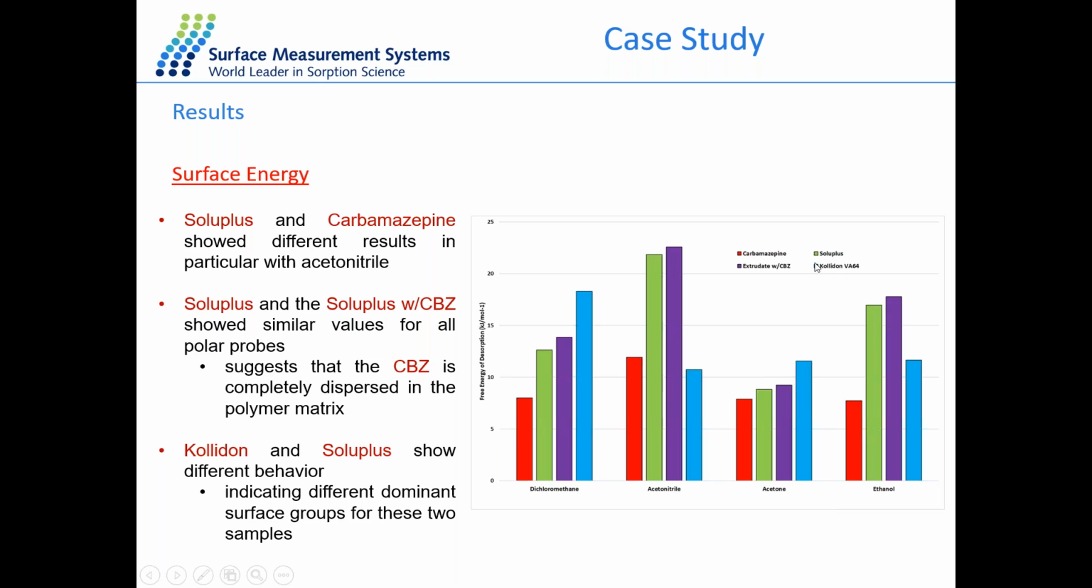What we can also understand is, if we look at our reference Kollidon, it actually has quite different interactions with all our probes. This suggests that the surface chemistry of the Kollidon is very different from Soluplus. Even though they're both solubilizers, they may have different surface chemistries which will affect the way that they interact with the carbamazepine.